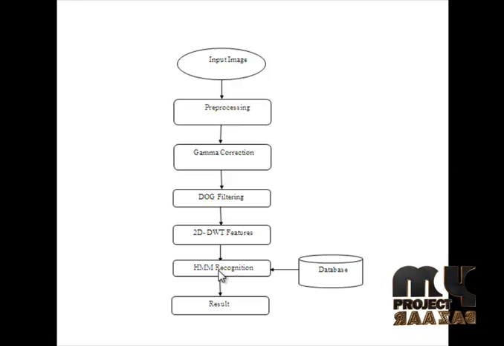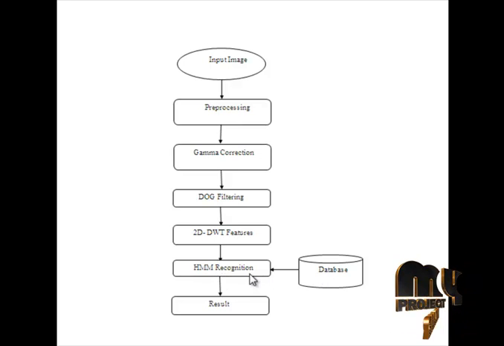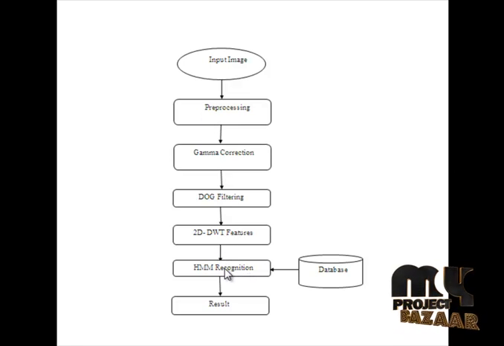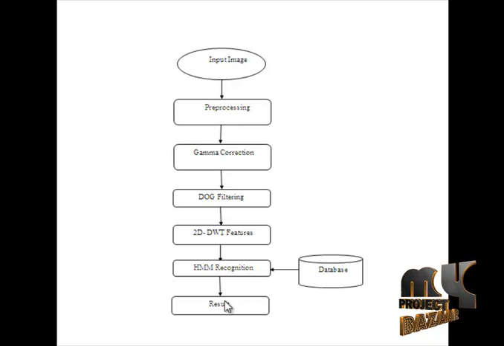HMM is a statistical Markov model in which the system being modeled is assumed to be a Markov process with unobserved states. An HMM can be considered the simplest dynamic Bayesian network. Hidden Markov models are especially known for their application in temporal pattern recognition such as speech, handwriting, gesture recognition. Likewise, it is used for the HMM recognition. We also provide the database features with the testing features. It recognizes the person and finally it will provide the result whether the person is authenticated or not.